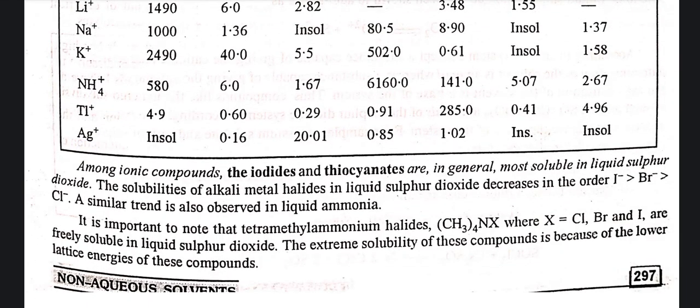Among ionic compounds, the iodides and thiocyanates are in general most soluble in liquid sulfur dioxide. The solubilities of alkali metal halides in liquid sulfur dioxide decrease in the order iodide greater than bromide greater than chloride. A similar trend is also observed in liquid ammonia.